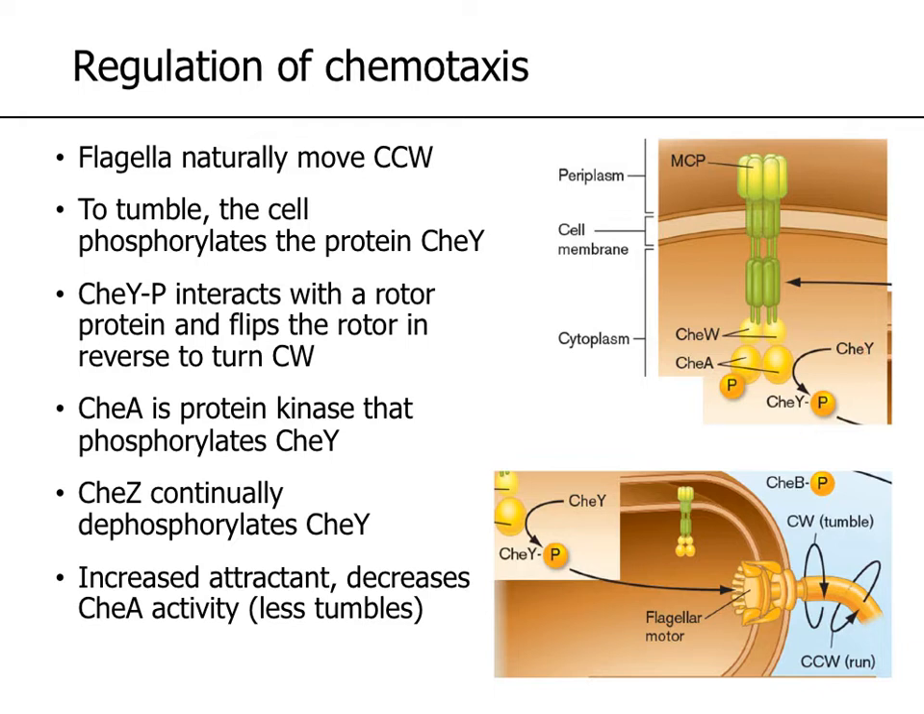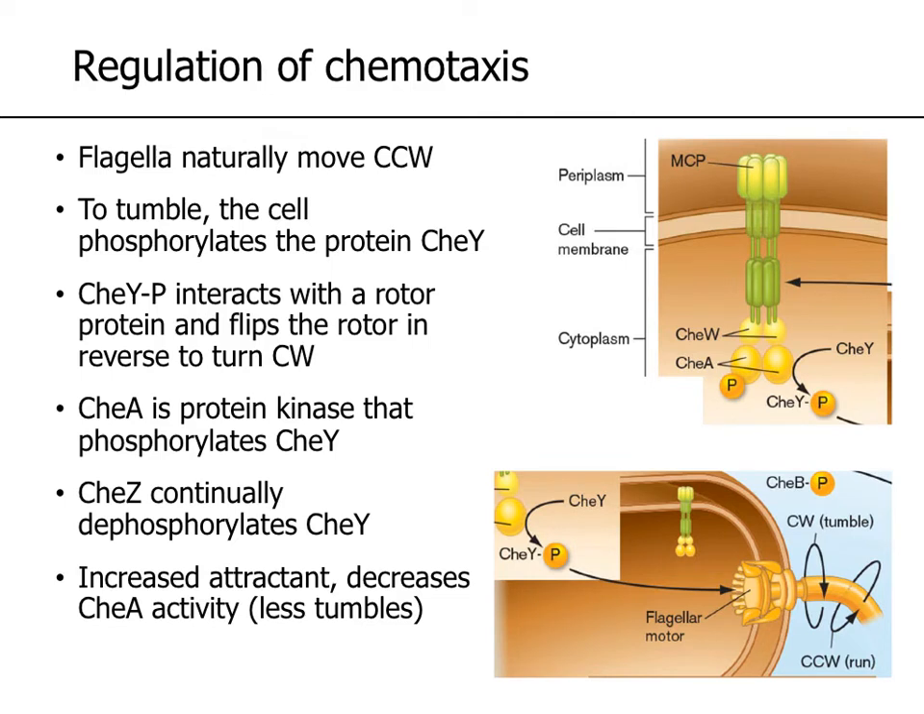So how does KY actually get phosphorylated? That's by this KA, which is a protein kinase. So these guys here are the ones that are going to phosphorylate the KY. But then you also have KZ, which is going to continually dephosphorylate. So once this comes here and it flips this switch, it's going to get dephosphorylated and it can get used back again in the system.